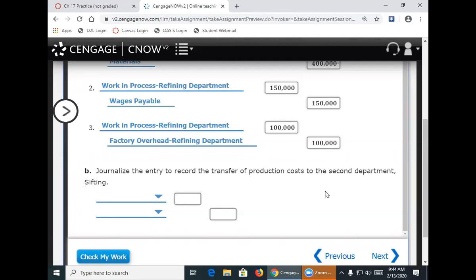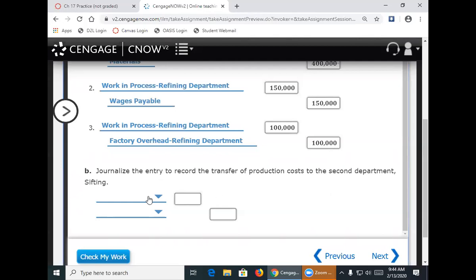So how many costs were transferred to sifting? How much? Perfect. Yeah, 655,000. Good. Okay. So again, you're just balancing T accounts. It's just that we have more than one work in process account. So it looks a little bit different, but the flow is really still the same. When you're trying to transfer costs out, you're just balancing T accounts.